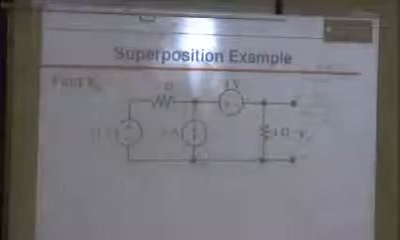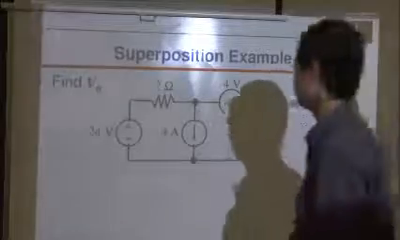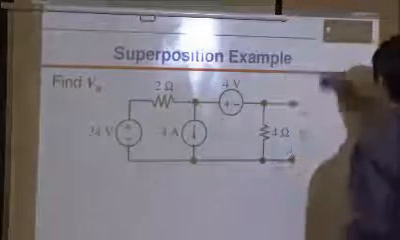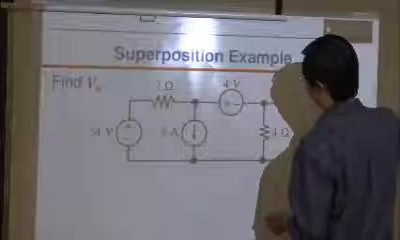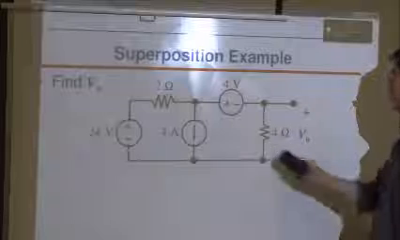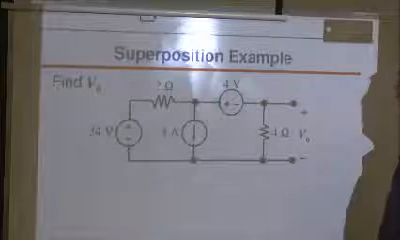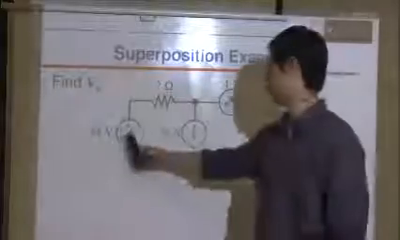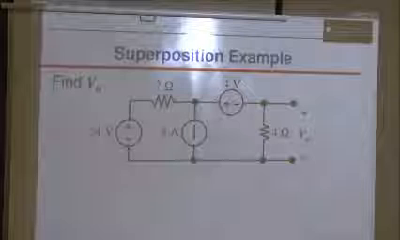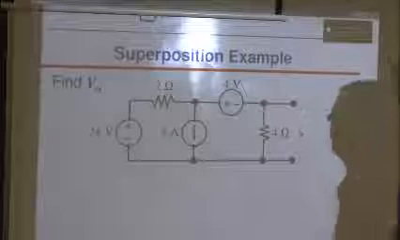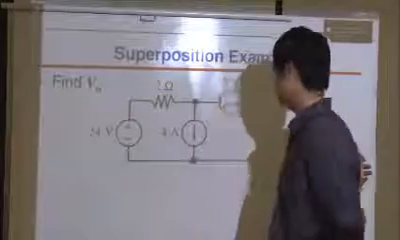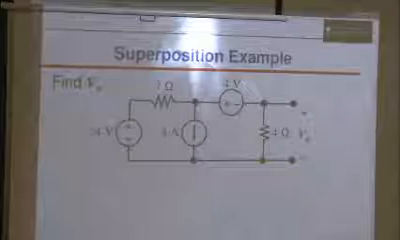So this is an example where you can use superposition to find circuit parameters. If you try to find V0, which is the voltage across the 4 ohm resistor, you have 3 sources, right? 24 volt, 4 amp, 4 volt, and you can try to find the contribution of each one on the 4 ohm, then you add them together. Okay?